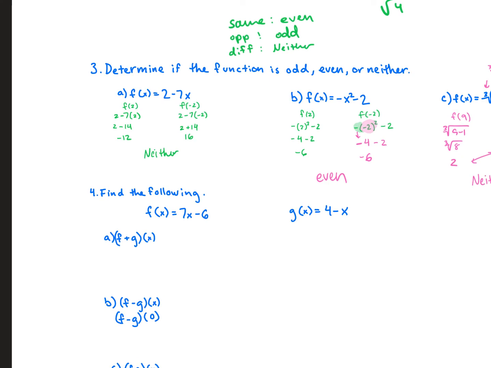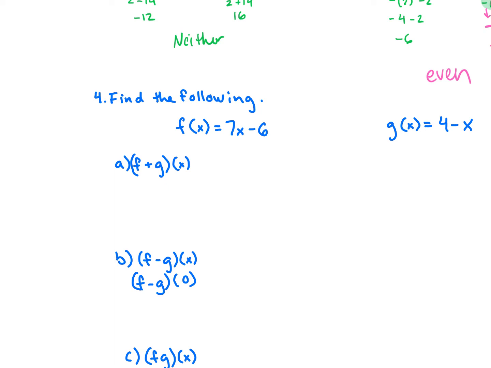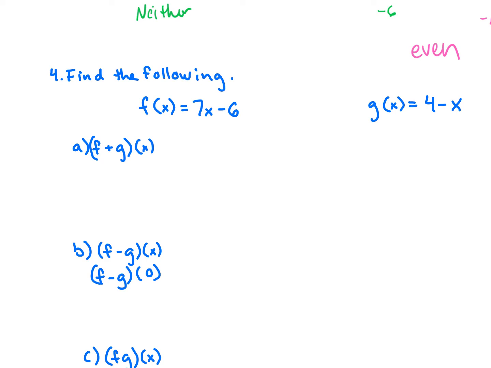All right, next, we have a composition function. I'm given f and g of x, and it asks me to find f plus g of x. So f of x is 7x minus 6, and then I'm adding g of x to it, which is 4 minus x. When adding or subtracting or multiplying, we just want to make sure we combine our like terms. So I have 7x minus x, which would be 6x, and negative 6 plus 4 would be negative 2. So this would be f plus g of x.